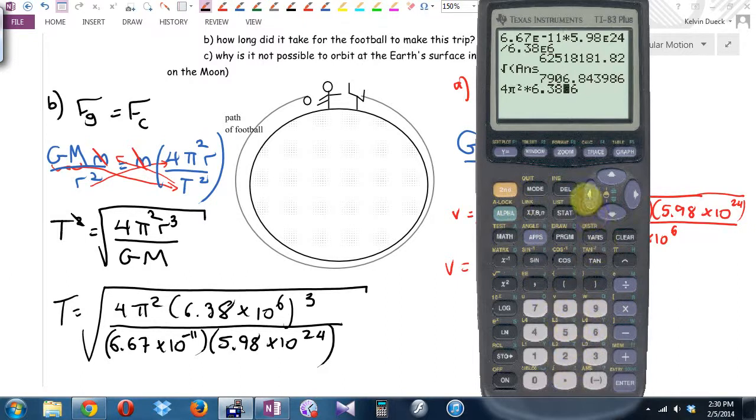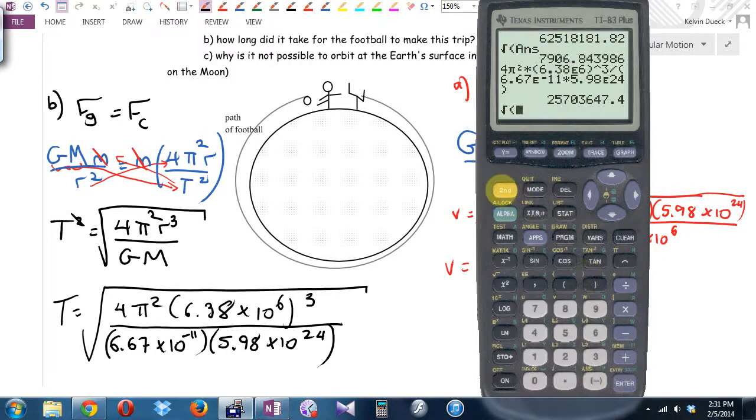I think I wanted to put that in brackets. 6.38, might not have needed the brackets, but just to be safe. Divided by bracket 6.67 negative 11 times 5.98 24th. That looks good. Square root. About 5,070 seconds.